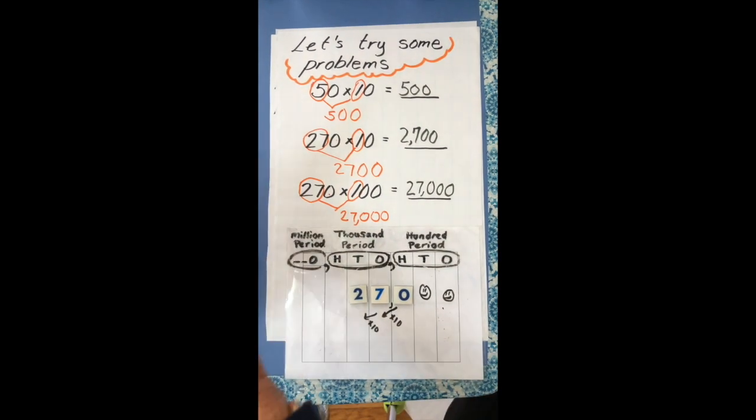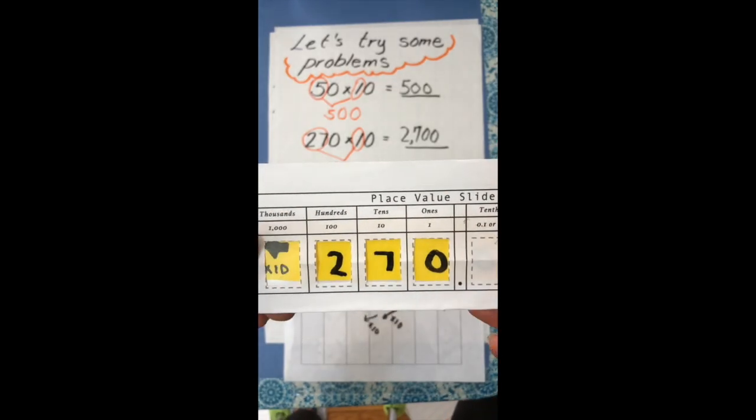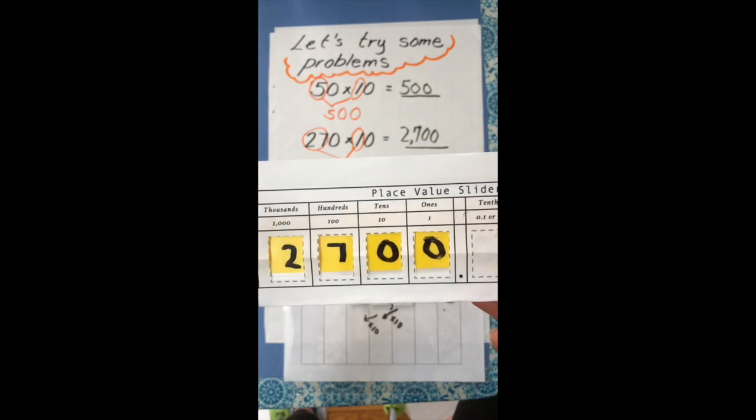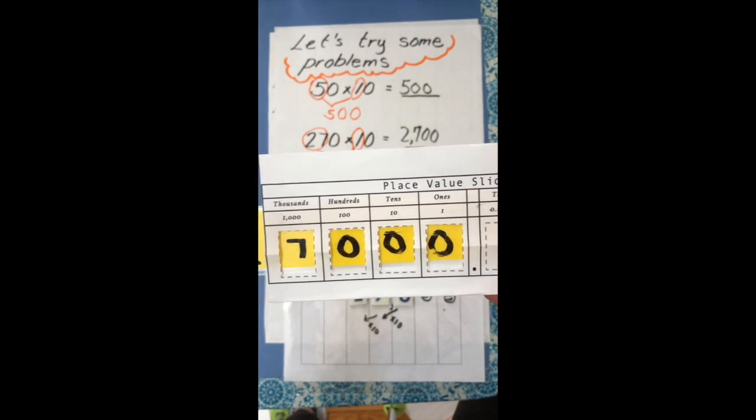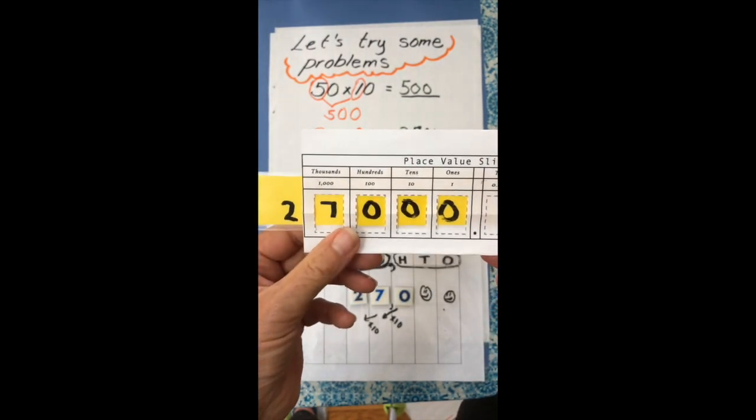Or I could use my slider. I have a 270, so I'm going to hop twice. So hop once, hop twice, and you'll notice I have 27,000 again.